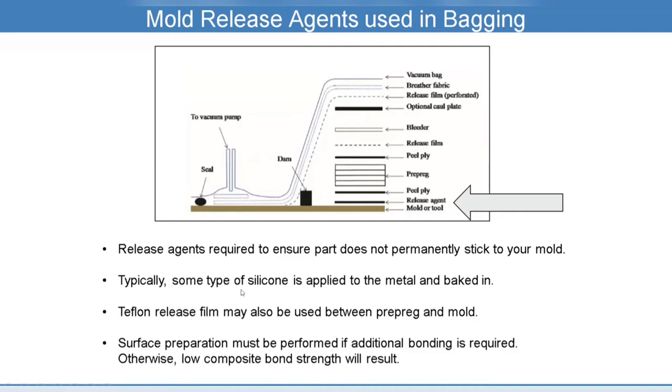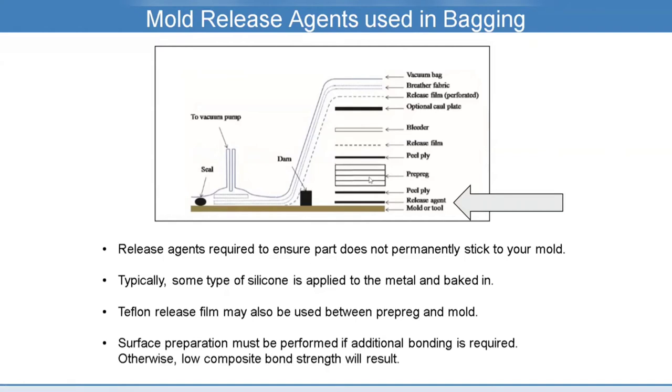Typically, some type of silicone is applied to the metal and baked in. Teflon release film may also be used between the prepreg and the mold. So that's typically the way it's done. And then you have to make sure that the surface preparation must be performed if you need to bond more.